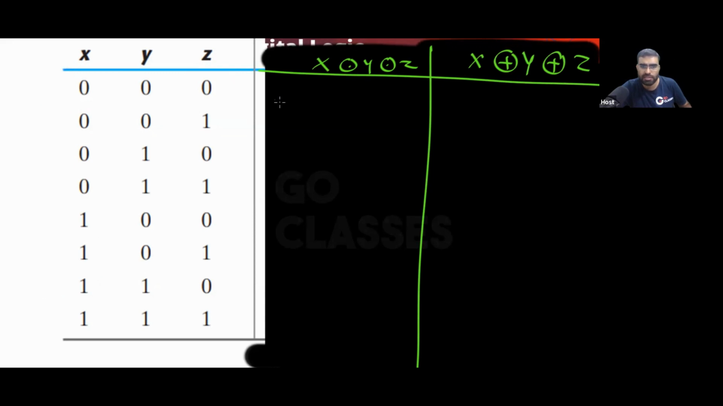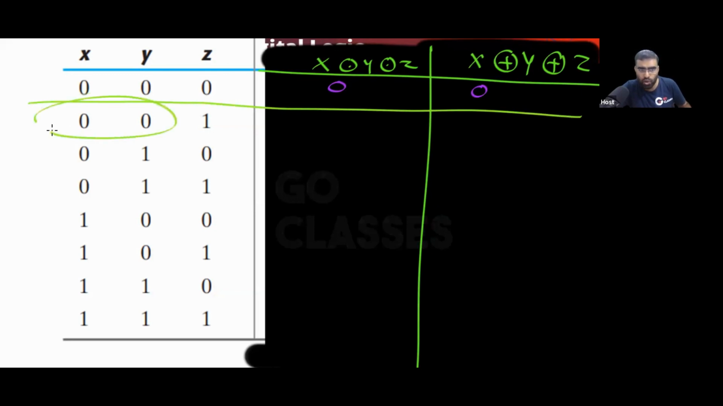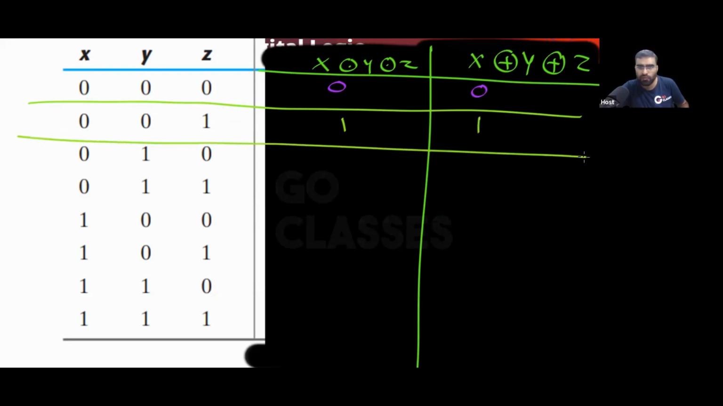For example, if you have 0, 0, 0, then tell me what X XNOR Y XNOR Z will be. It is very simple. If you do the XNOR of these two, that will be 1. 1 XNOR 0, that will be 0. Similarly, let's check XOR. XOR of these two will be 0. 0 XOR 0, that will be 0. They are the same. What about the next one? XNOR of these two will be 1. 1 XNOR 1, that will be 1. Similarly, if you do XOR, that will be 0. 0 XOR 1, that will be 1. Yes or no?